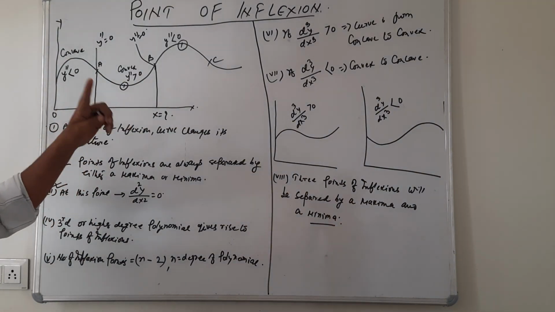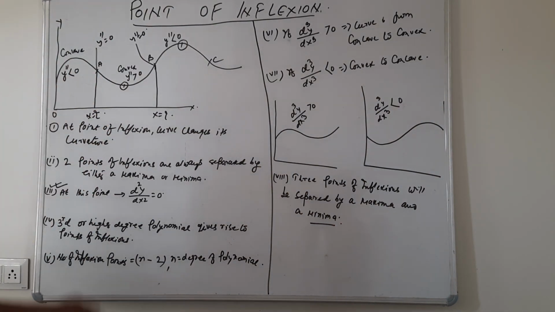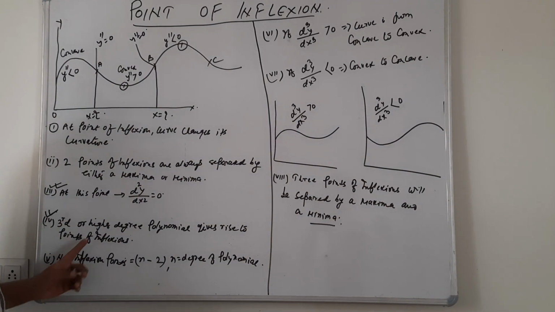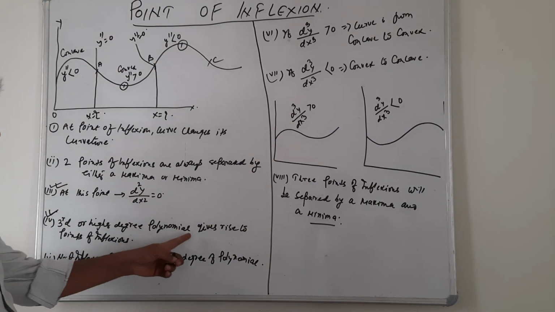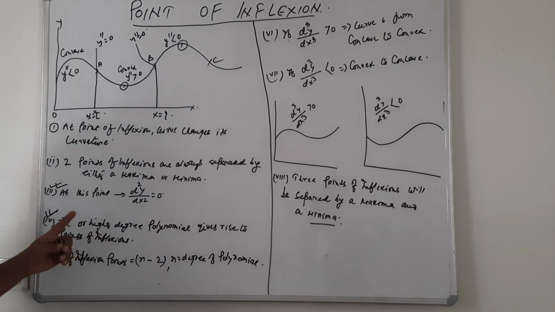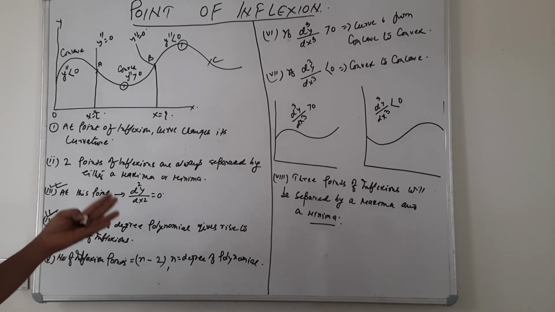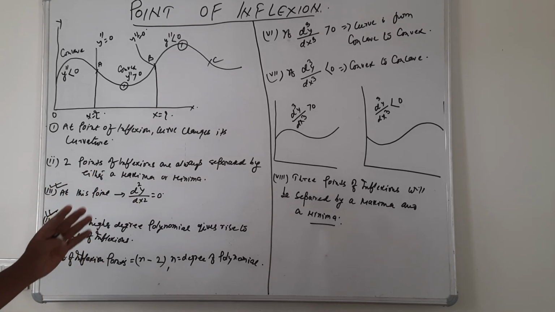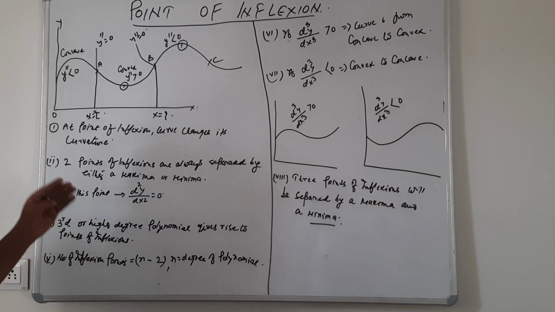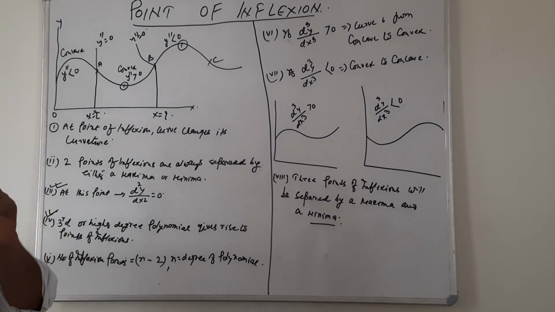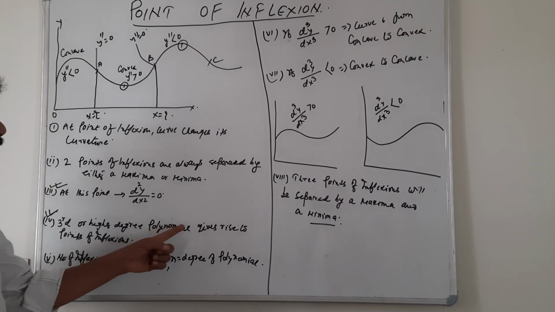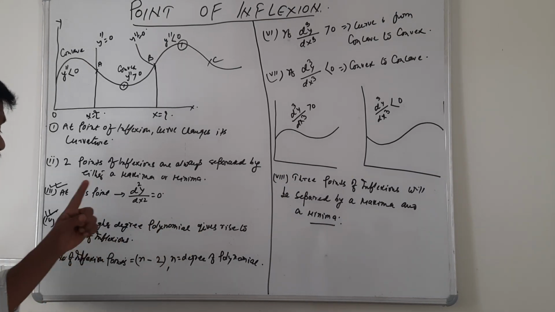Now, which function gives rise to these points of inflection? It has to be seen that a third or higher degree polynomial gives rise to points of inflection. Any linear curve will not give a point of inflection. Any quadratic equation will not give rise to any point of inflection. So for a point of inflection, the minimum degree of the polynomial must be 3. So a third or higher degree polynomial gives rise to points of inflection.